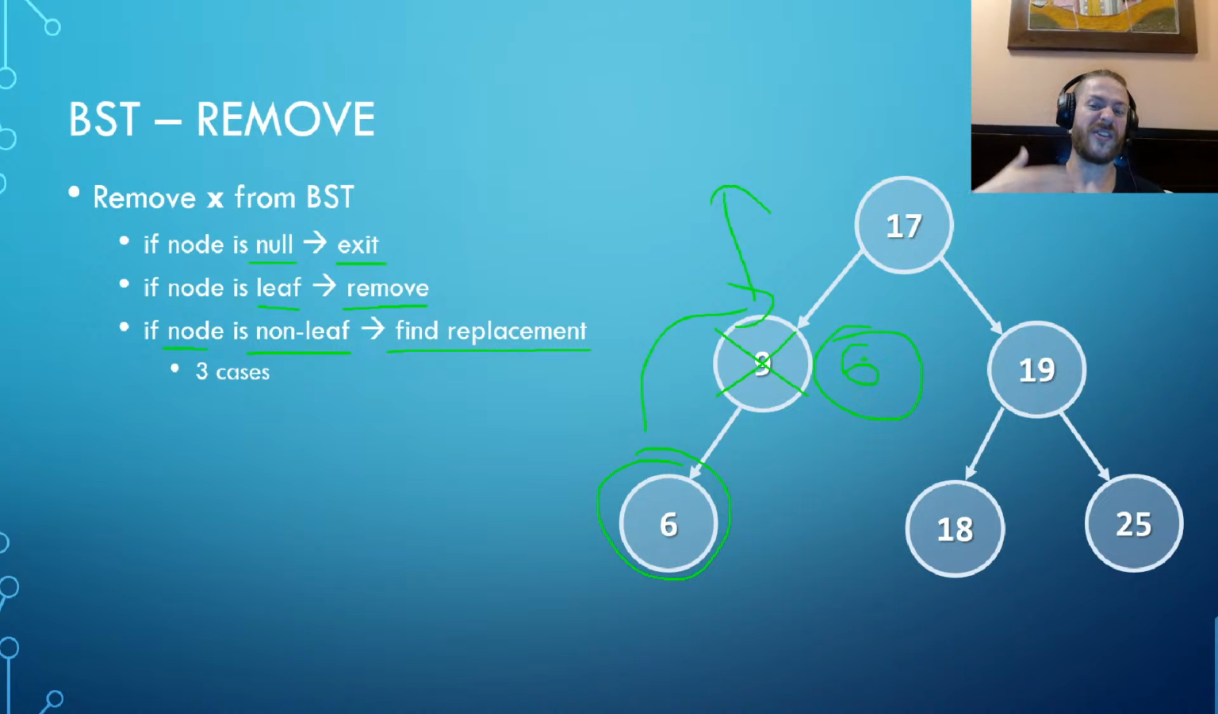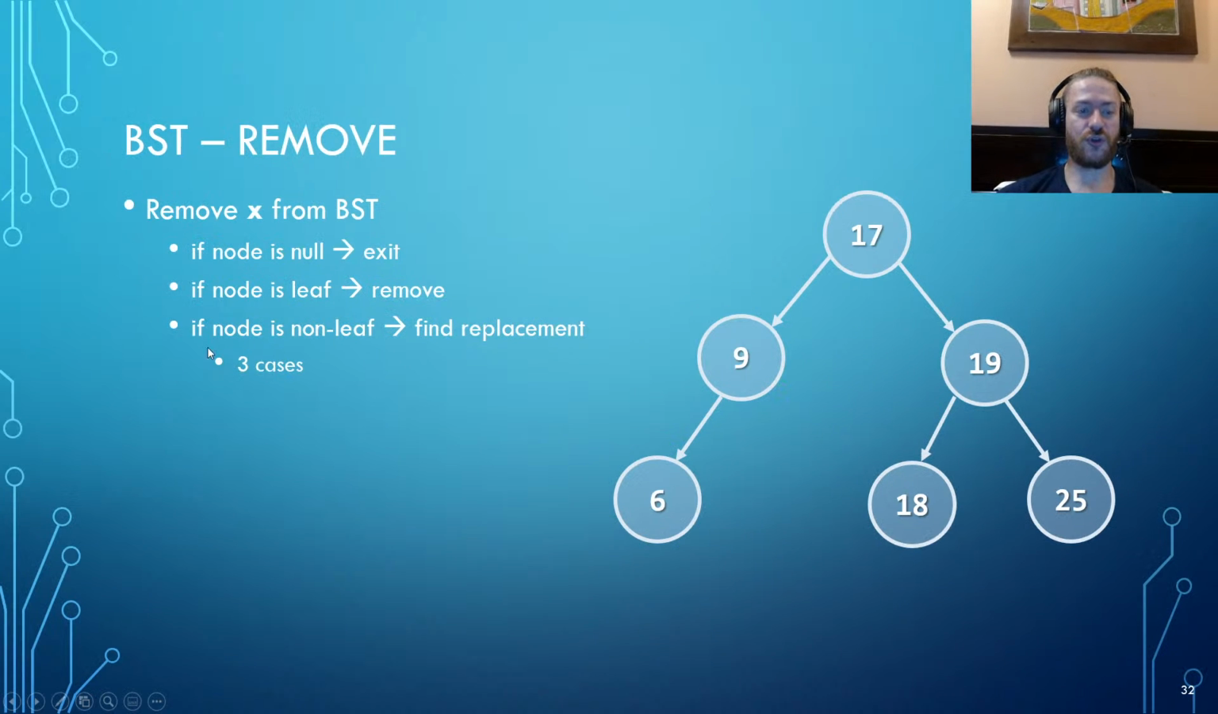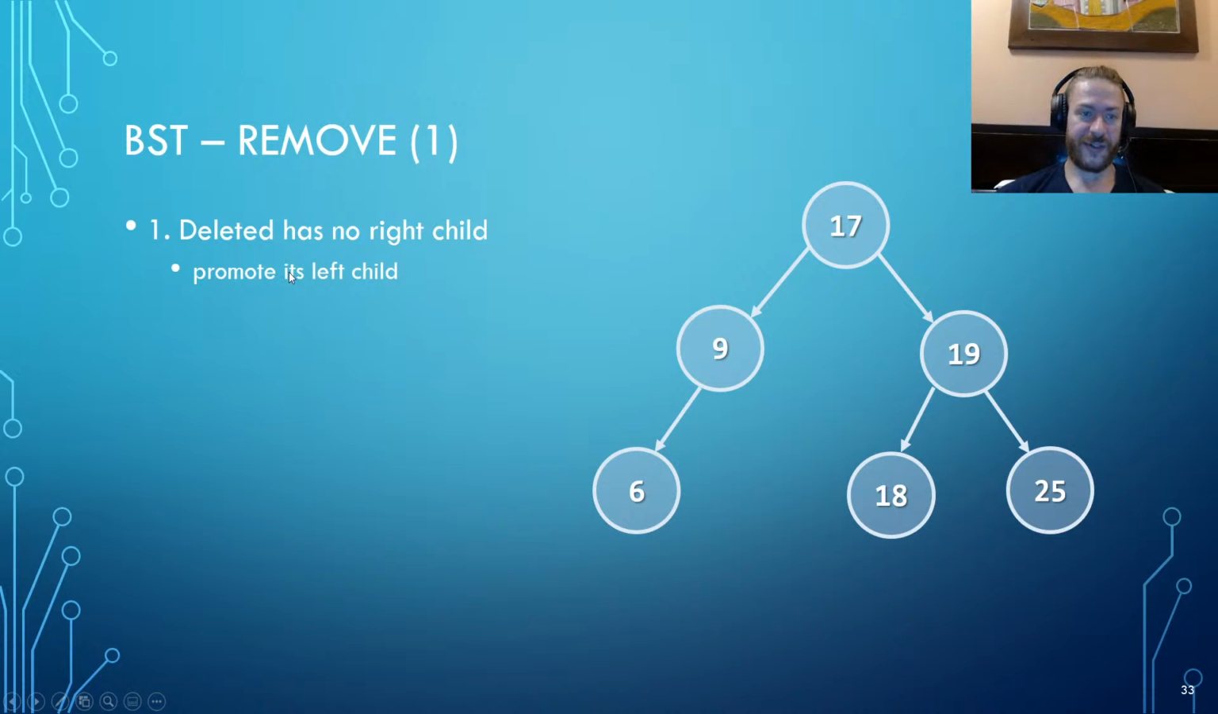But we need to preserve the order of the tree. That's important. So we have three cases if the node is non-leaf. First, the deleted item has no right child, like here. So we promote its left child. It's difficult to remember all of these.